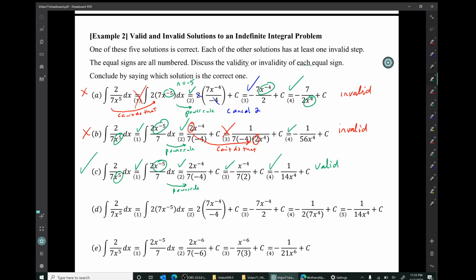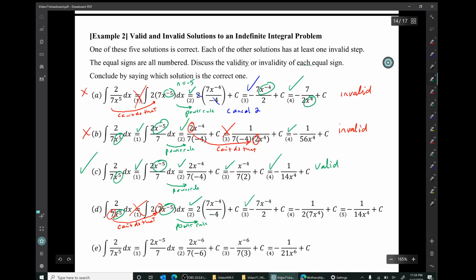In this first step, the x to the fifth gets taken up to the numerator to become x to the minus fifth. That's okay. But look, the 7 gets moved up as well. So that's invalid. Let's go on. In the next step, the power rule gets used, which is okay. In the next step, a 2 gets canceled, giving just a 2 in the denominator and a minus sign out front. So that step's okay.